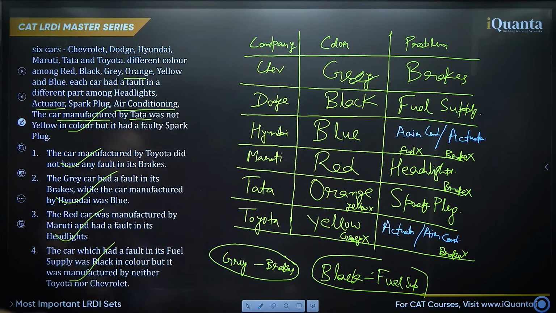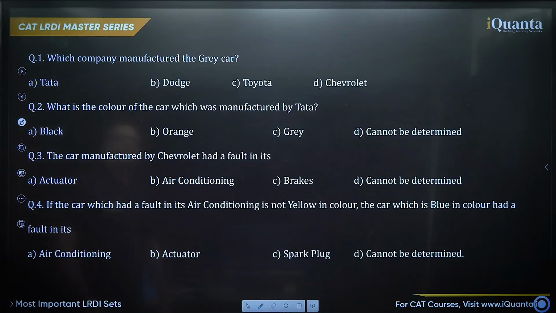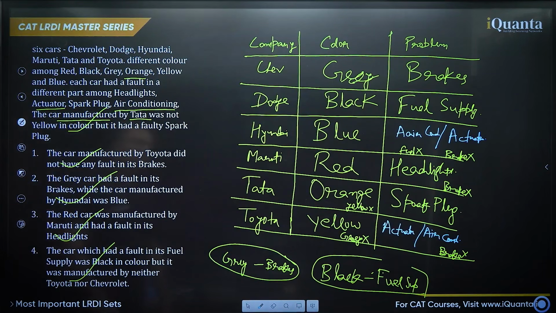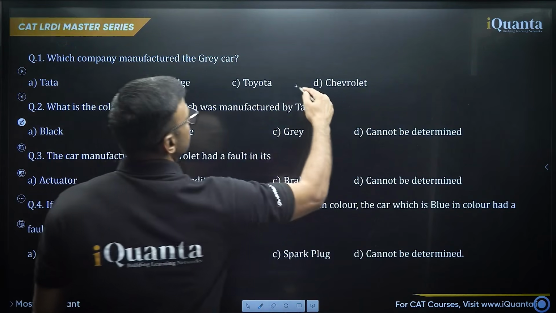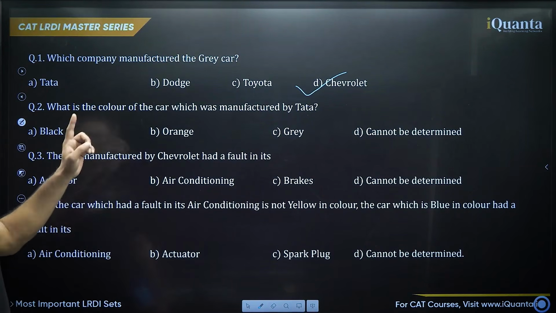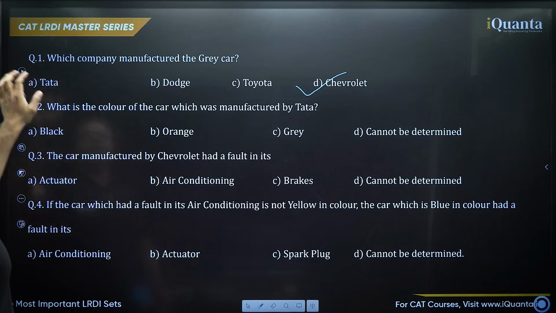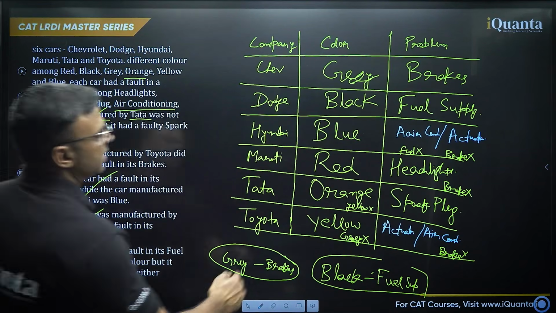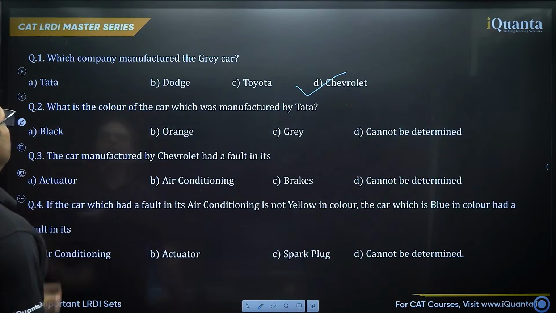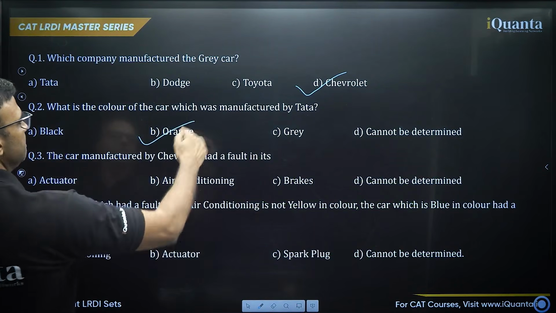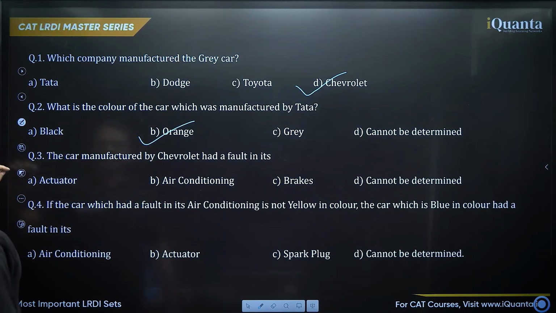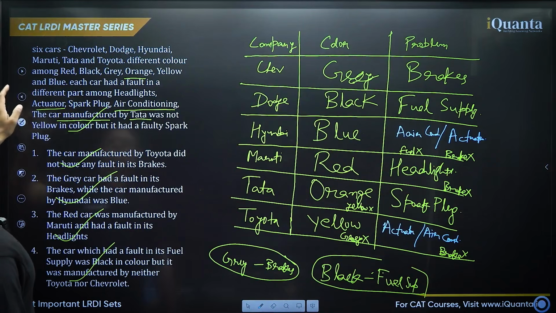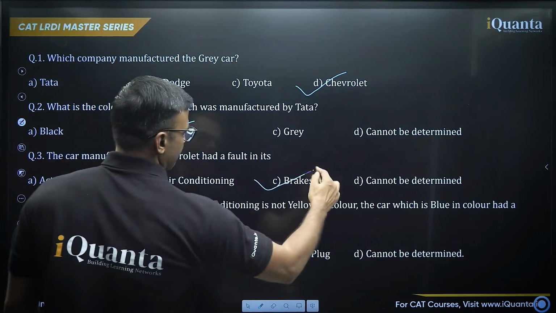Let's take a look at the questions. Which company manufactured the gray car? Gray car is manufactured by Chevrolet. Option D is the correct answer. What is the color of the car which is manufactured by Tata? Manufactured by Tata, orange, spark plug. Option B is the correct answer. The car manufactured by Chevrolet had a fault in its... Chevrolet's brakes. Option C is the correct answer.